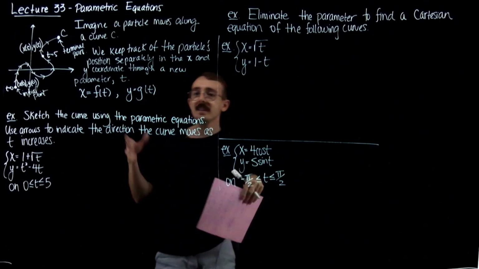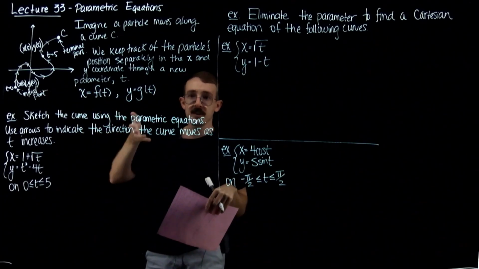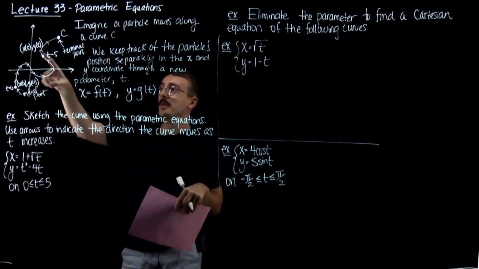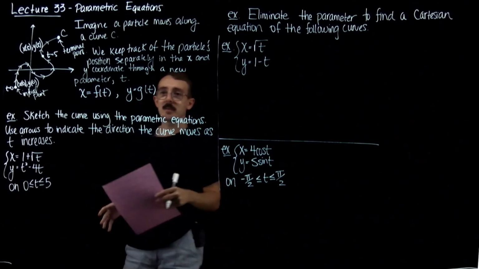So that's what we're doing. Instead of expressing this curve as a normal function of y equals a function of x, it's harder to do it with a curve like this. So we keep track of each coordinate separately. And that's the idea of what we're doing.